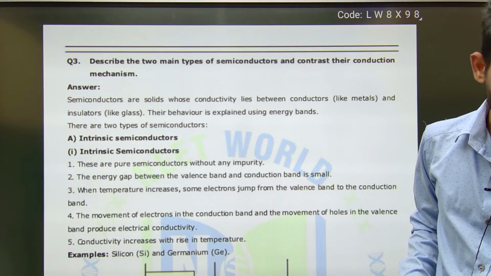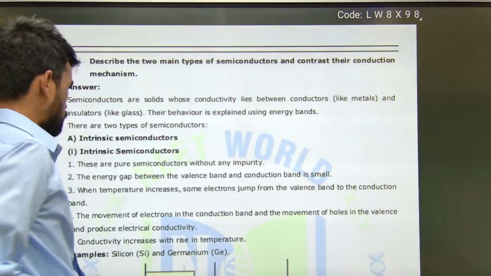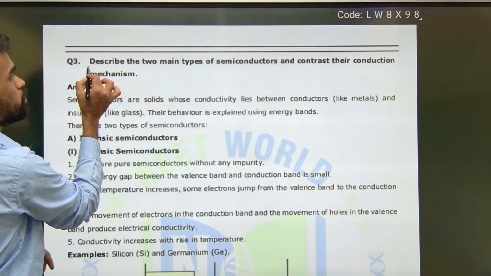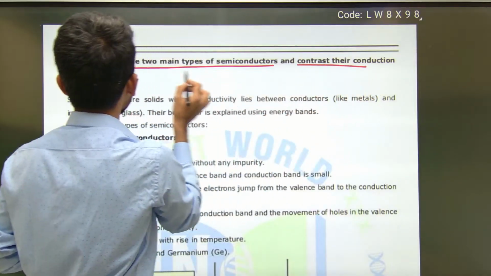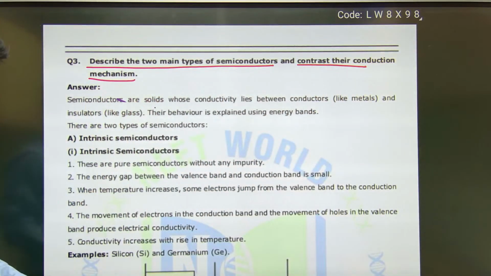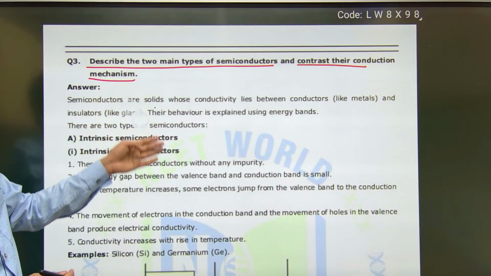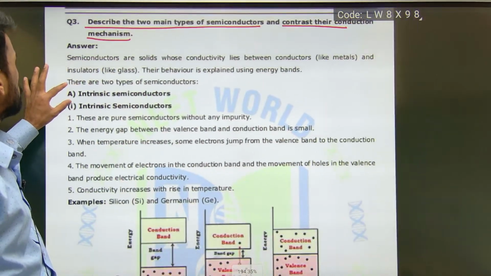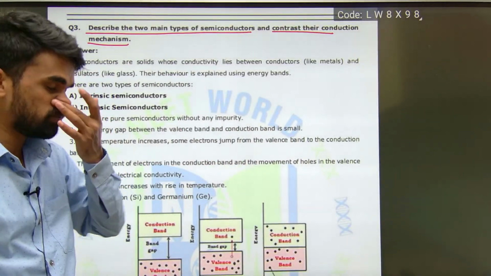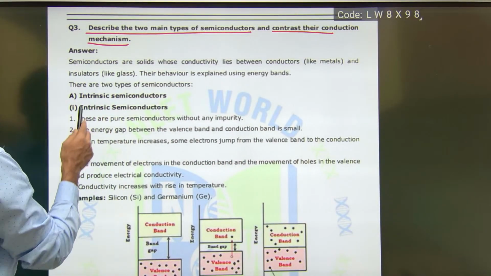So the third question here is: describe two types of semiconductors and contrast their conduction mechanism. We need to describe what these semiconductors are and describe them properly, and we need to compare them with each other. So look at this.